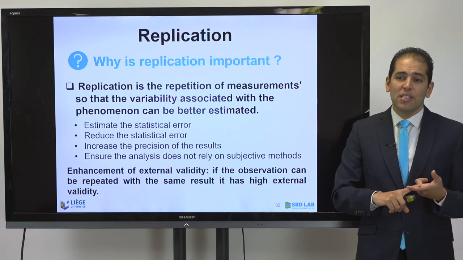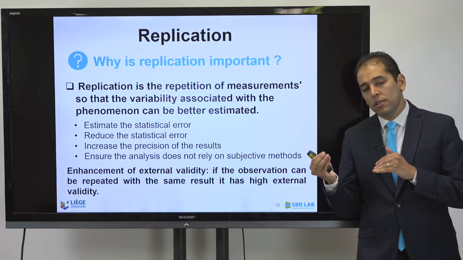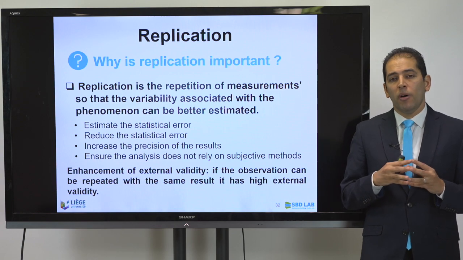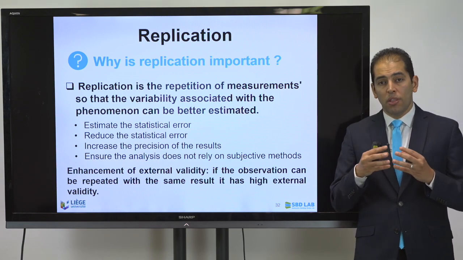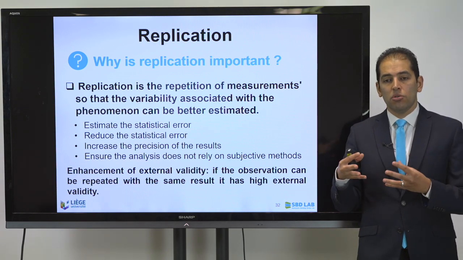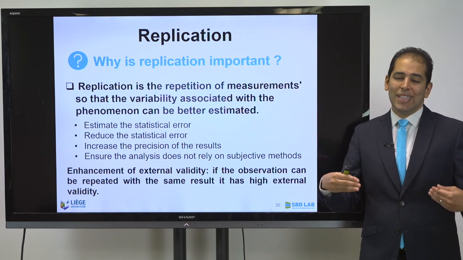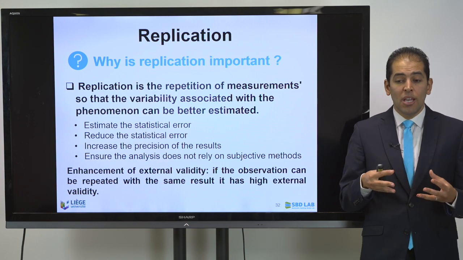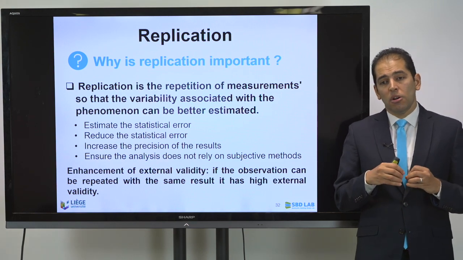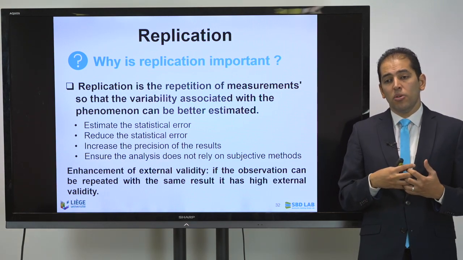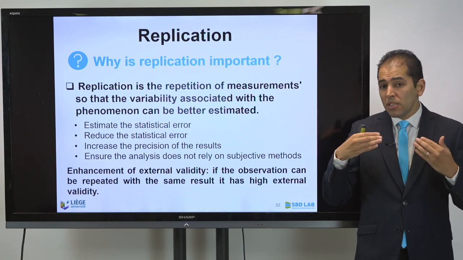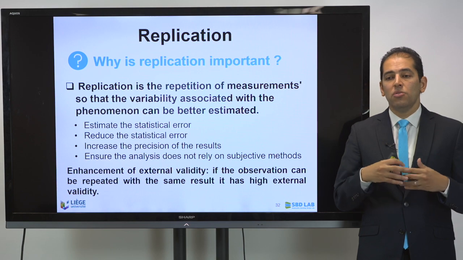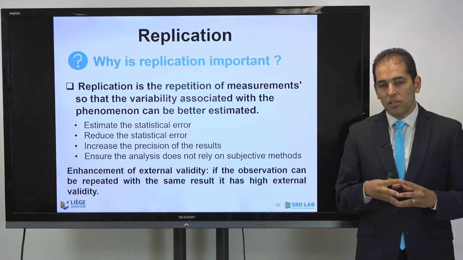And then once I estimate the statistical error, I can reduce it, I can increase the precision of my data collection process through subjects, humans, or through monitoring, and then I can ensure that the analysis does not rely on subjective methods. So actually, the enhancement of external validity is possible if the observation can be repeated with the same results. This will lead to a high external validity.